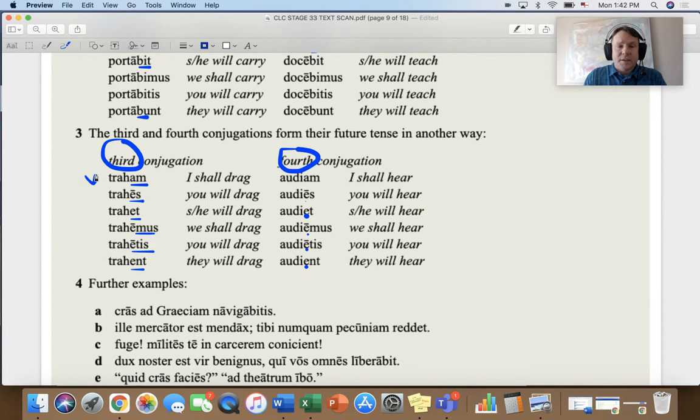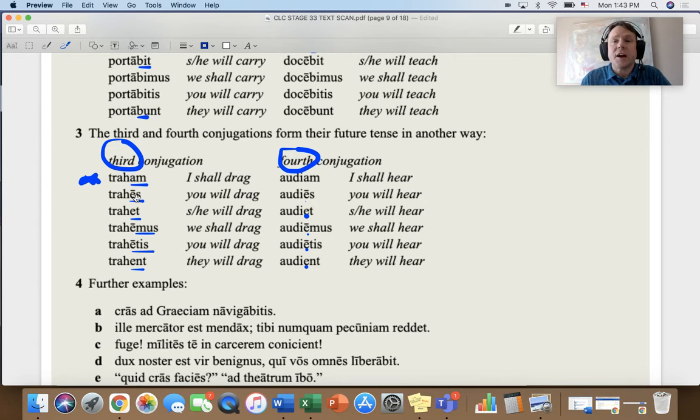So one of the things that I want you to watch out for is this first person singular, traham, I will, I shall, audiam, I shall, or I will. And then the second thing is just that the present tense of, for instance, traho, trahere would be traho, trahis, trahit with an I. And that E is not a hugely demonstrable difference. So you really have to pay attention there.